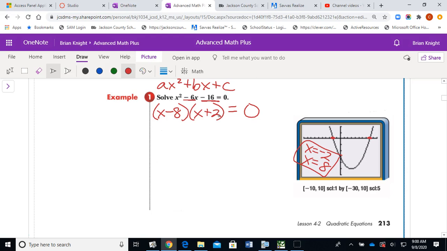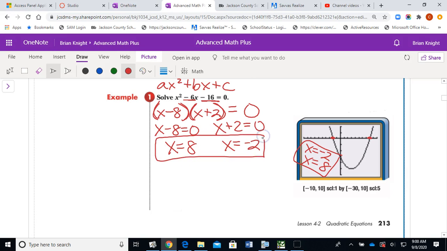The zero product rule says that the only way to get 0 when you're multiplying is for one of the numbers to be 0. If you multiply 2 numbers and neither one is 0, you will never get 0. So this parentheses could be 0, or that parentheses could be 0. We don't know which one, so we have to work it for both of them. Basically you just set them both equal to 0. So x minus 8 equals 0, x plus 2 equals 0, and your x just ends up being the opposite of those factors.